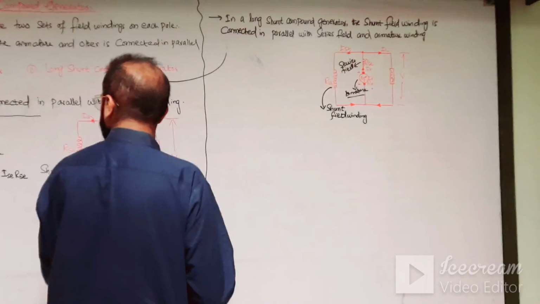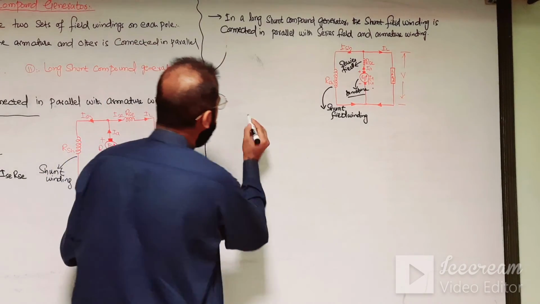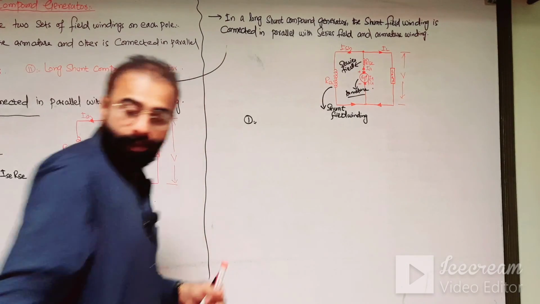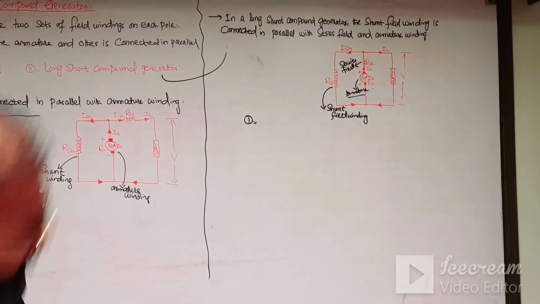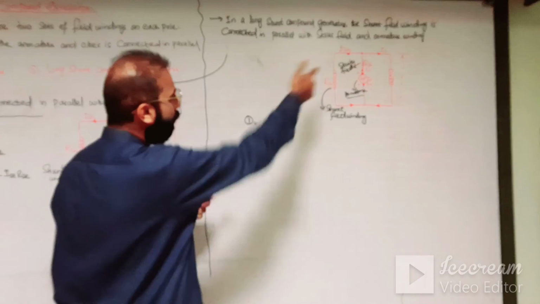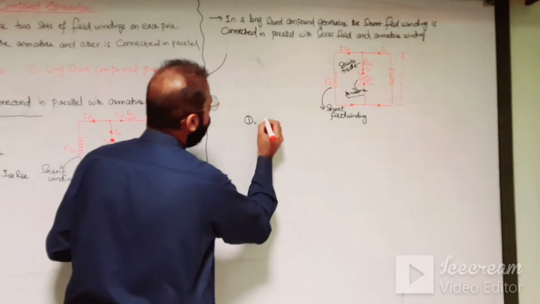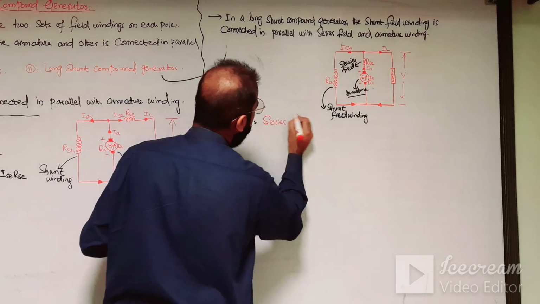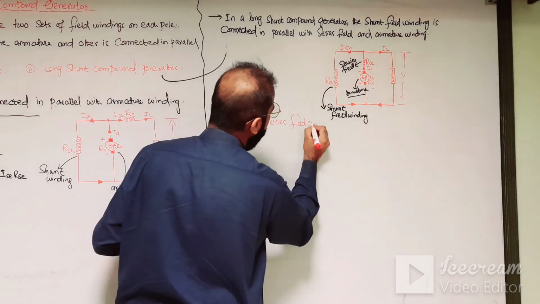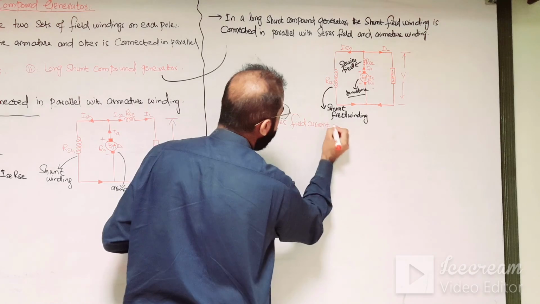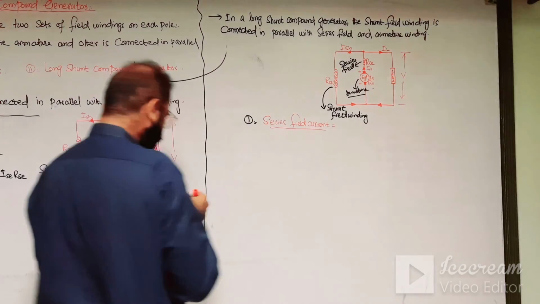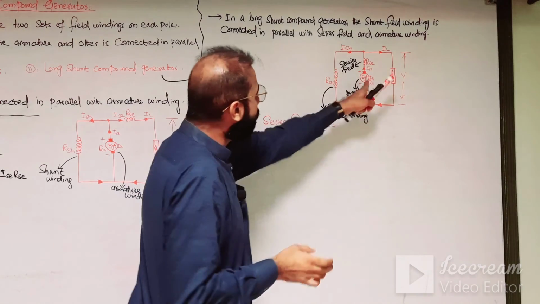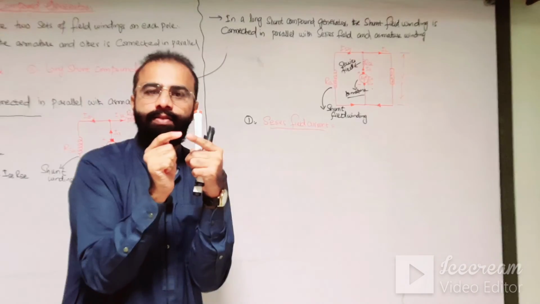Number first is the series field current. Now as you can see in the diagram, this is the series field winding and this is the armature, both are connected in series to each other.